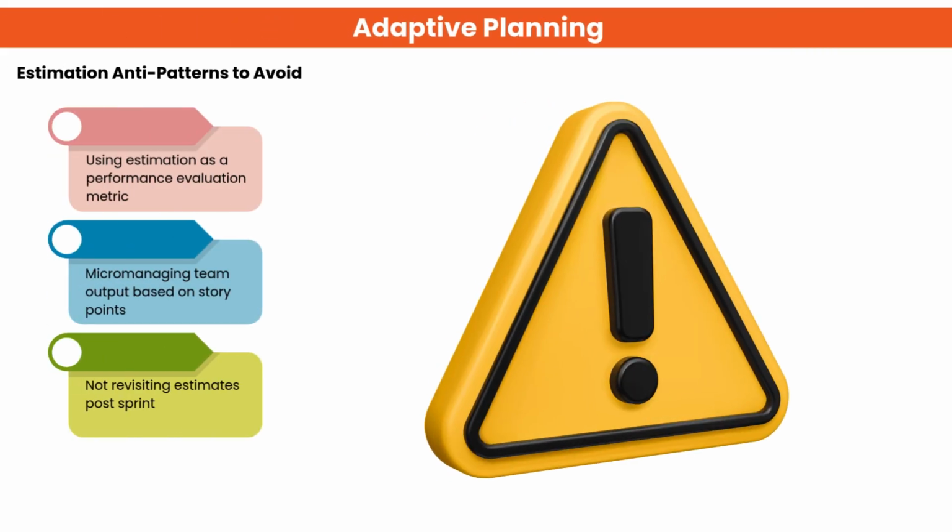This slide highlights common estimation mistakes to avoid. Don't use estimates to judge individual performance. Avoid micromanaging teams based on story point output. Always revisit and adjust estimates after each sprint to improve accuracy.